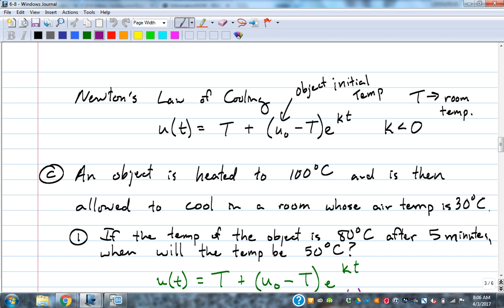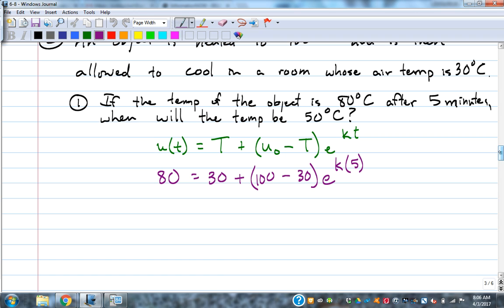So with that, we have to do some work here. When we start with our formula, we've got the original formula, and I'm plugging in the things that I know from this problem. What temperature did the object start at? It started at 100 degrees, so that's U sub 0. So that's where this 100 is coming in right here. And then the room temperature, capital T, is 30 degrees because it said that in the problem. So there's 30 goes there. And then it said after 5 minutes, it's 80 degrees. So here's 80. That's the final temperature after 5 minutes.